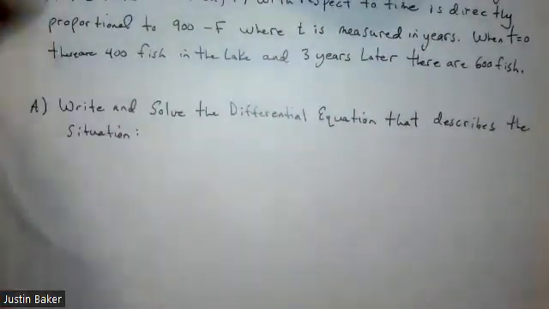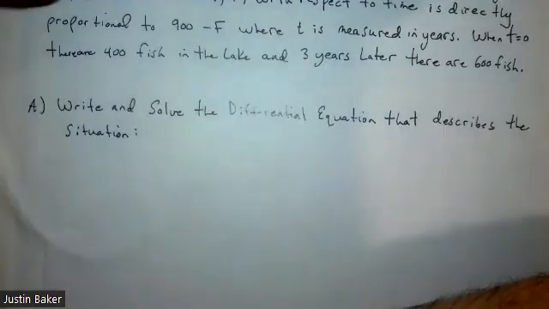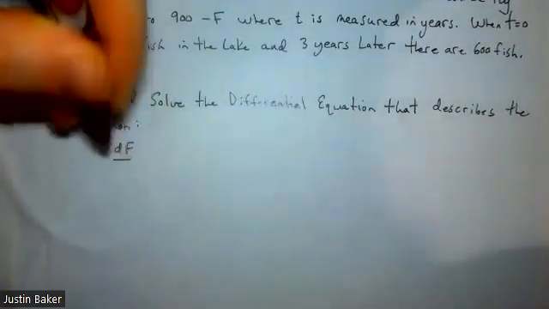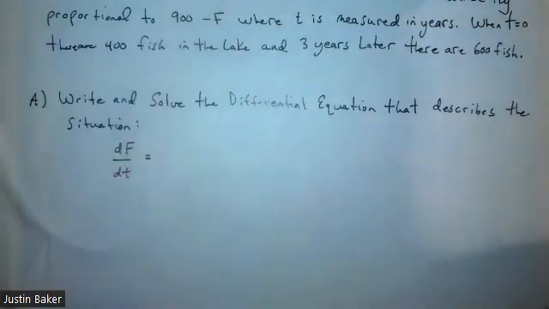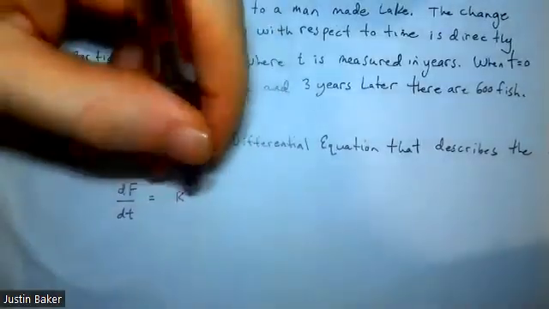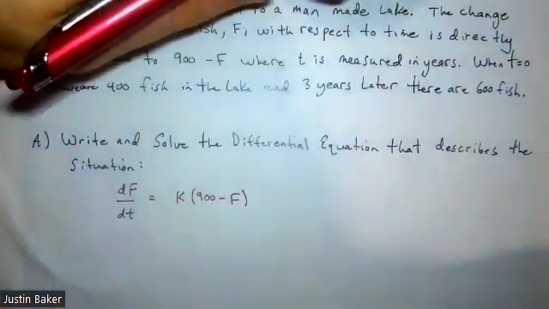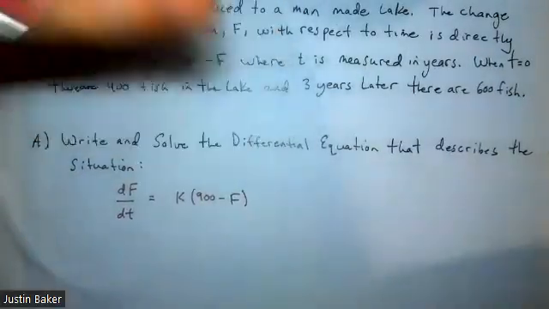We're ready. All right. So what is the situation that we're working with? Fish are being introduced. The change in the rate of fish F, so that's like the rate of change of F. So the rate of change of F would be dF/dt. And it says the rate of change is directly proportional to 900 minus F. So that's k, and then 900 minus F. All right, so that would be our setup. The rate of change of fish is directly proportional to 900 minus F.